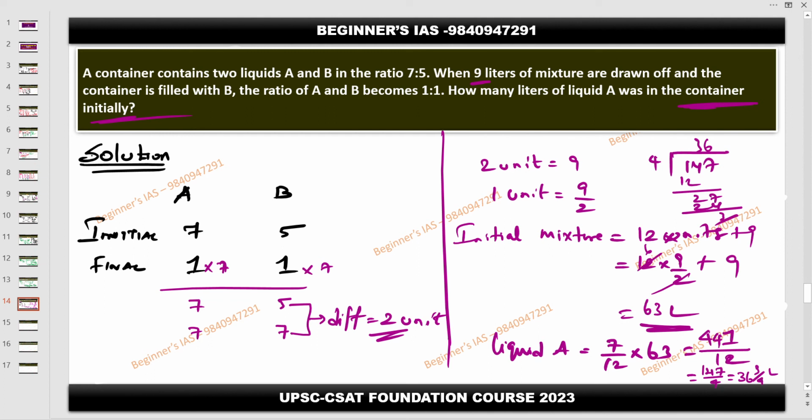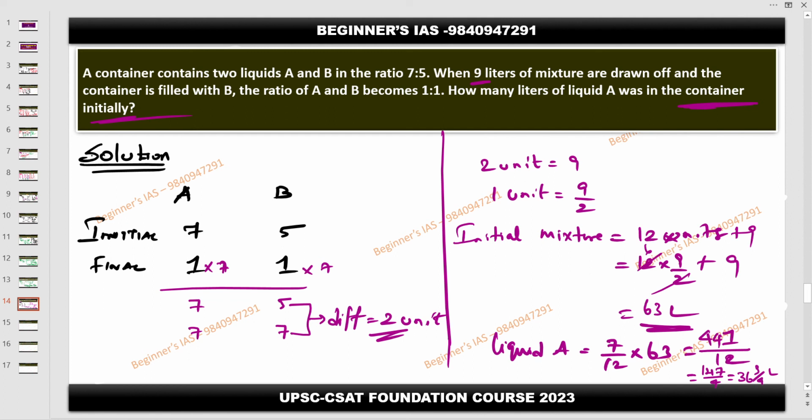Suppose if the question is dealing with the B part, then what you have to do, you have to take 5 by 12 into 63. Clear? Or else you have to subtract 63 minus 36 3 by 4. Then you will get the liquid B.